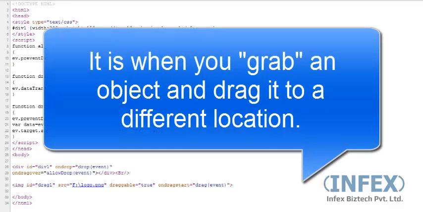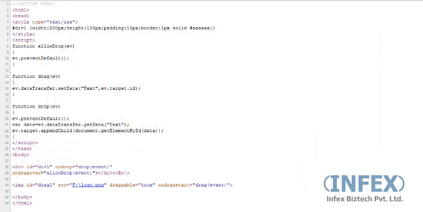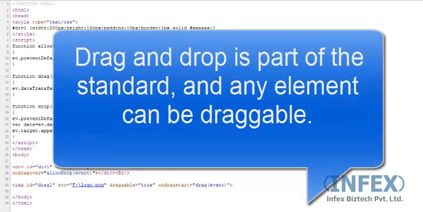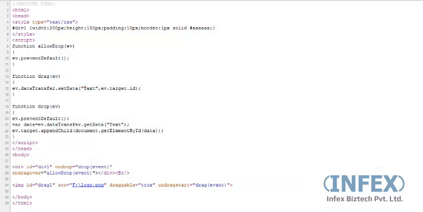You might have seen the drag and drop feature in all the modern shopping carts, where you can drag a product and drop it onto the shopping cart. In HTML5, drag and drop is a part of the standard. Any element can be draggable. It might seem complicated, but let us go through all the different parts of a drag and drop event. So this is the code.